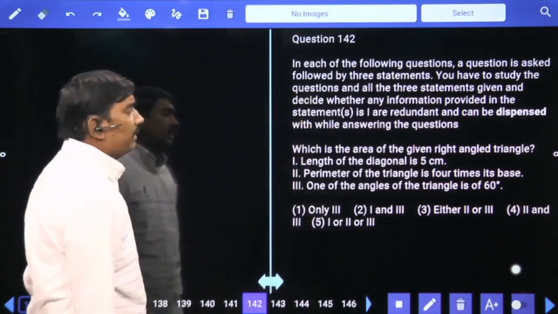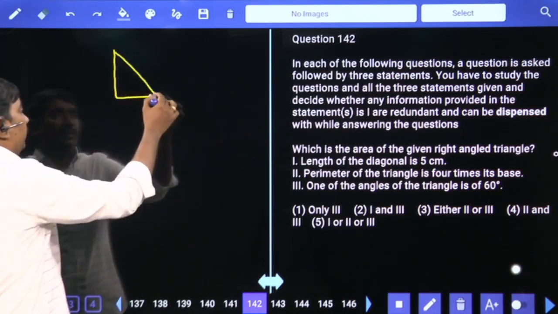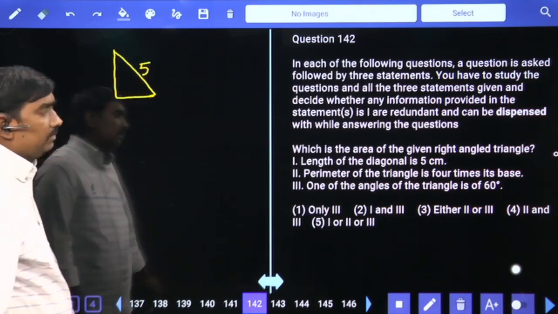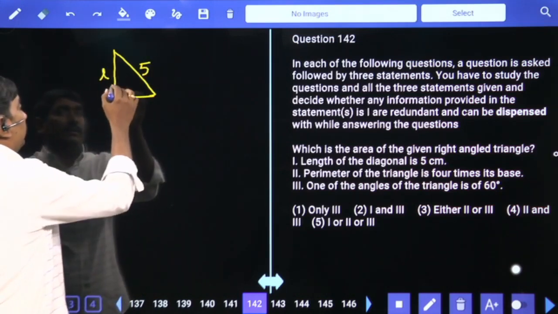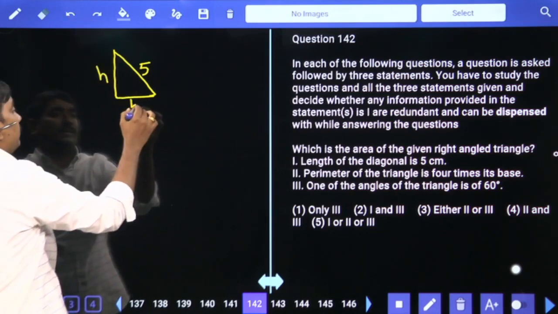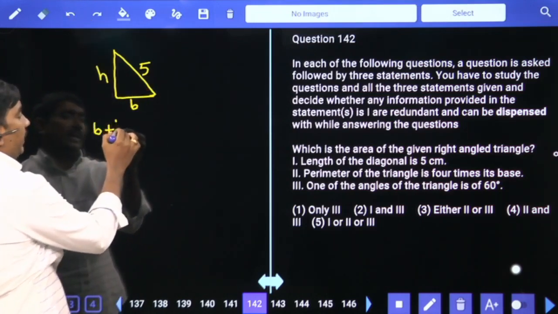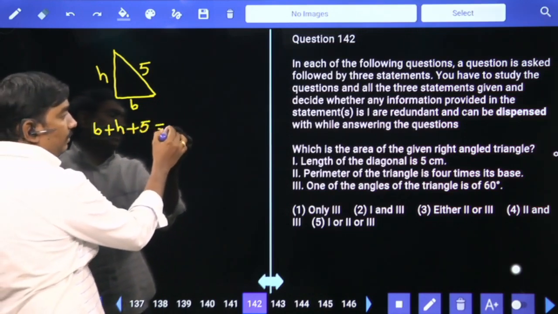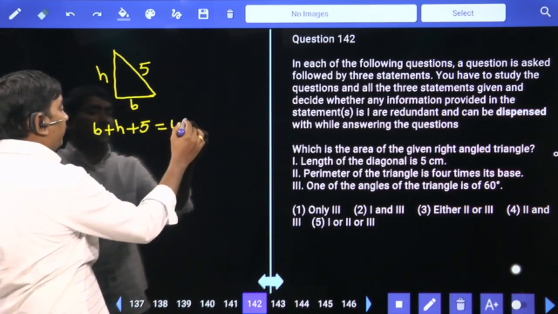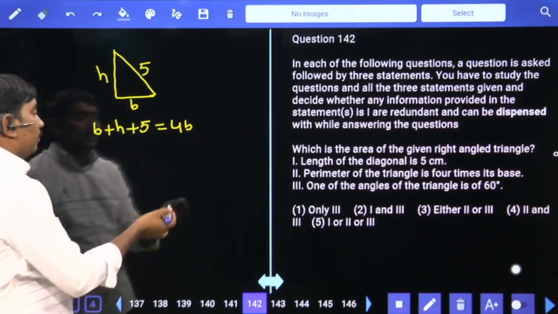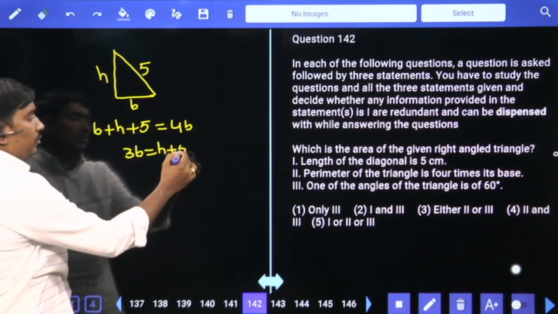What is the area of the given right angle triangle? Right angle triangle. The length of the diagonal is 5 centimeters. The perimeter of the triangle is 4 times its base. Length, height, base: perimeter means base plus height plus diagonal is equal to 4 times its base. 4 times its base means 4b. So 4b minus b, 3b is equal to h plus 5. From this also it is not possible.